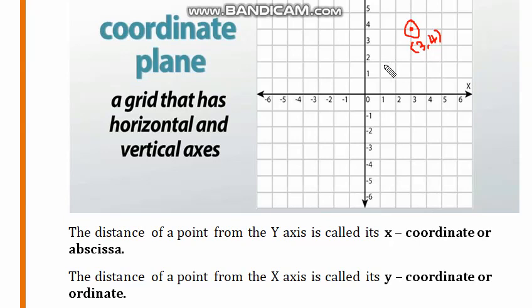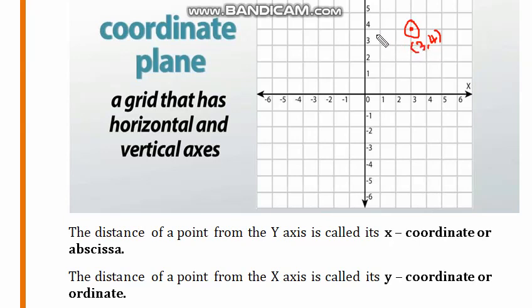At the same time, the distance of a point from the y-axis is called the x-coordinate. So here, the x-coordinate is 3. At the same time, the distance of the point from the x-axis is called the y-coordinate. So here, the y-coordinate is 4. Actually, this 4 is representing y. At the same time, this 3 is representing x.